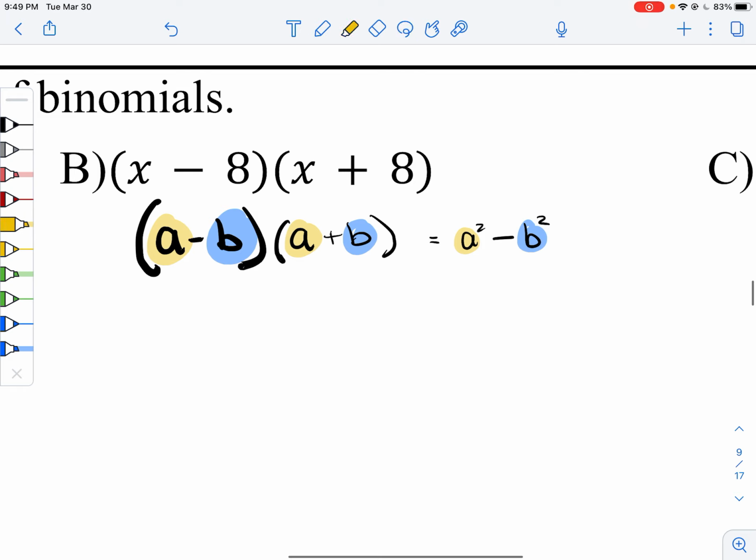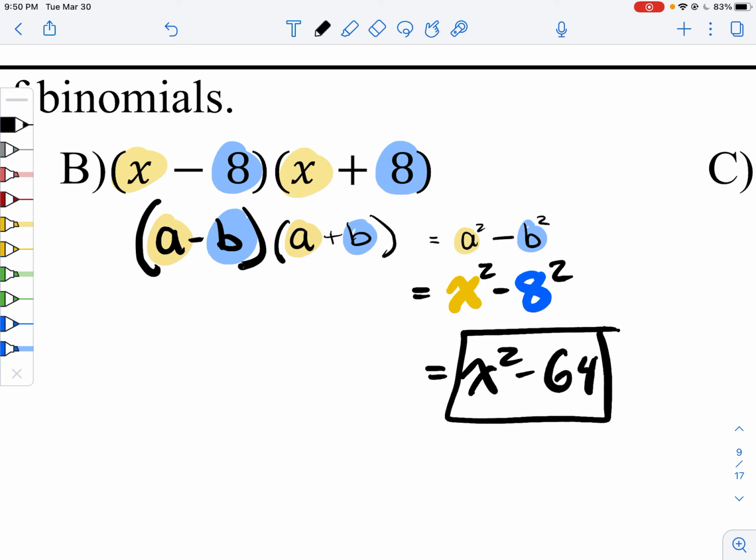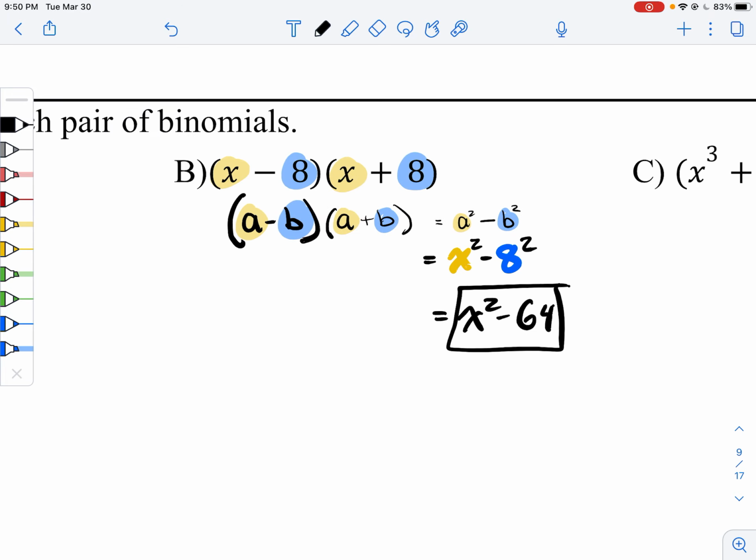Anyway, so here our A term is x. And our B term is 8. So this will not factor out. That's the wrong way. x squared minus 8 squared is x squared minus 64. By all means, if you want to FOIL it out, first, outside, inside, great. You can do that every time and it will work.